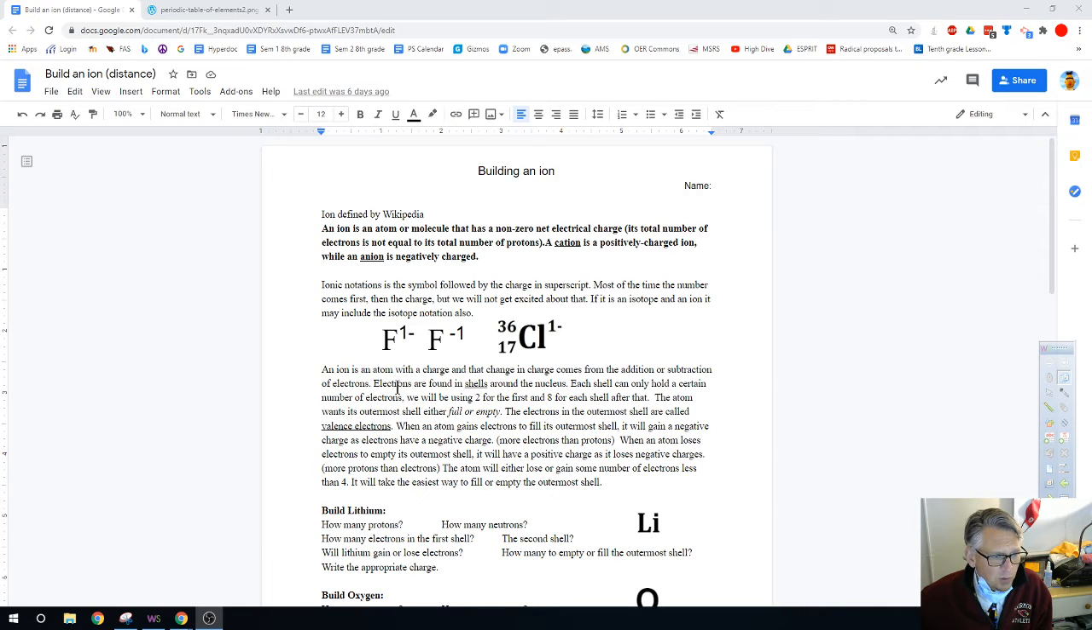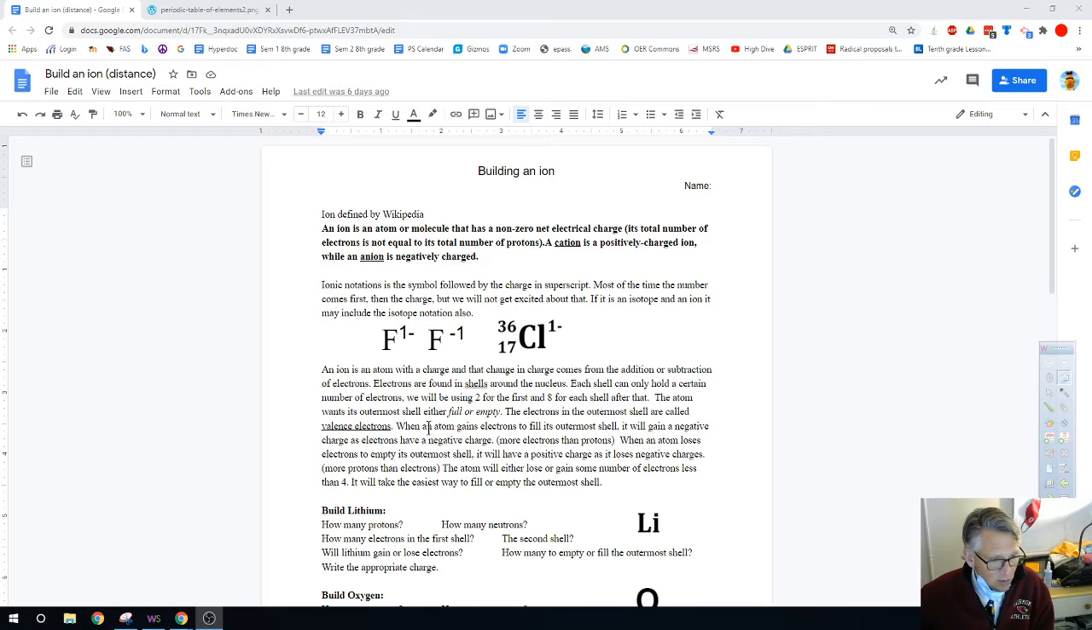I want to say again that the electrons are found in the shells, and the shells are outside of the nucleus. Each shell can hold a certain number of electrons. The first one will hold 2, and each one after that will be 8. Now you will have some classes in the future that will change that up a little bit, but for me it's 2, 8, 8, 8, 8. So our happy number is 8.